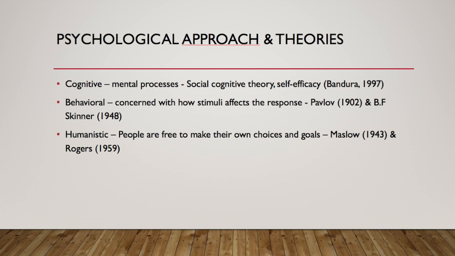The psychological approach is a view that involves certain beliefs about human behavior and it is broken down into three categories: cognitive, behavioral, and humanistic. Cognitive psychology is mental processes. For example, it's thoughts, memory, perception, interpretation, etc. These are all cognitive psychology.